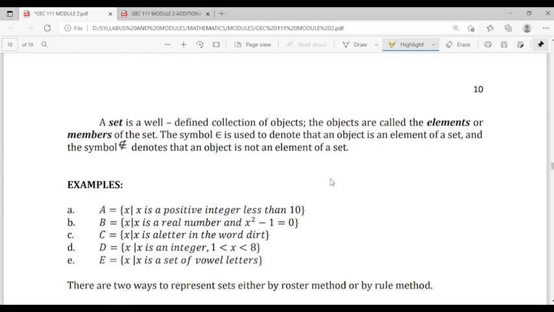So let's define what a set is. A set is a well-defined collection of objects. The objects are called elements or members of the set. So the symbol for elements or members, we have this. It is used to denote that an object is an element of a set. And the symbol with a slash denotes the object is not an element of a set. So we have here an example.